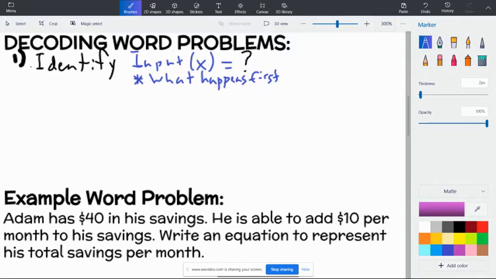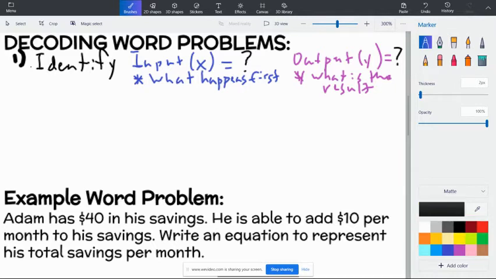And like I said, the other thing we're looking at is output. If input is our x value, you can represent output with y. Again, you're trying to figure out what is our output. And another way to say output is what is the result. Okay, so our input is what happens first. Our output is what is the result.